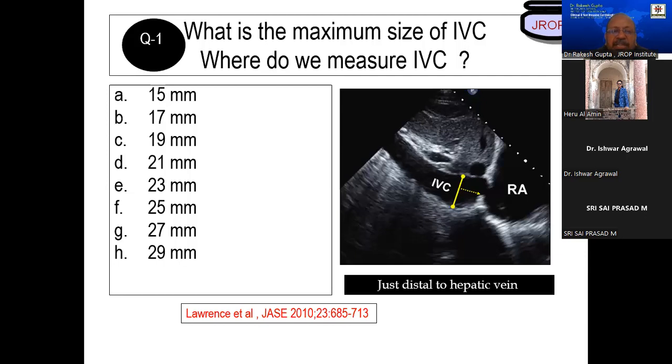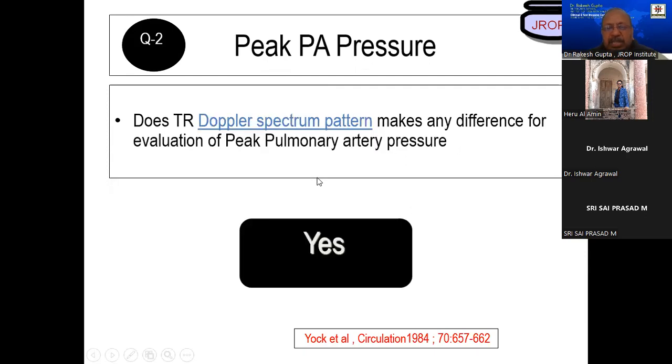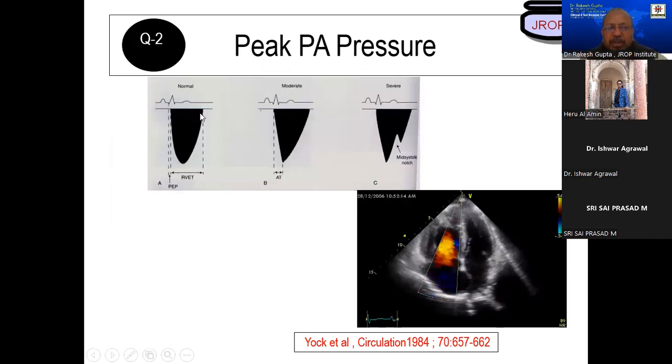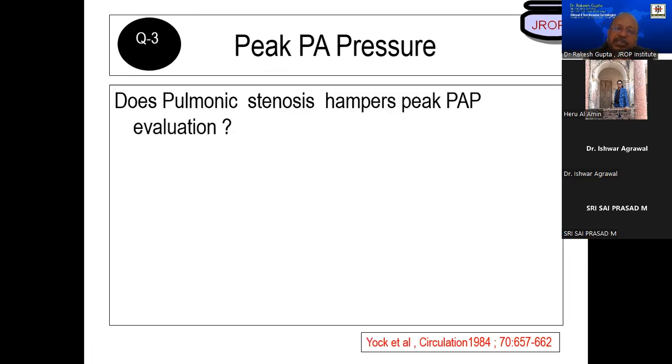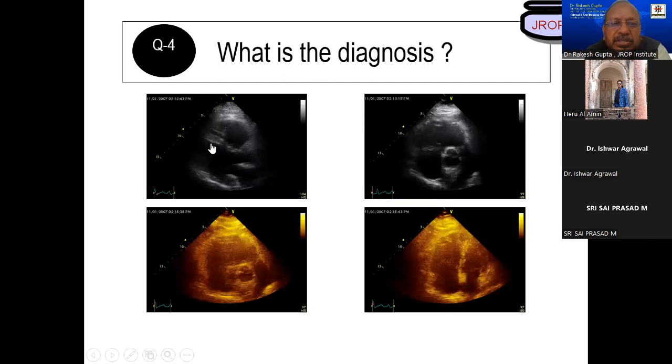A couple of questions to colleagues: what is the dimension of IVC? The dimension of IVC is 21 millimeters. Does the Doppler spectrum pattern make a difference in evaluation of peak pulmonary artery pressure? The answer should be yes. If you look at a Doppler flow pattern that is tongue shaped, with a rapid acceleration time and slower deceleration time, then we call it raised pulmonary artery pressure, and if it becomes bifid, that's significantly raised. Does pulmonary stenosis hamper PA pressure evaluation? Obviously, we can do it in pulmonary stenosis when we subtract that stenotic gradient from our peak pulmonary artery pressure to get a true pulmonary artery pressure.